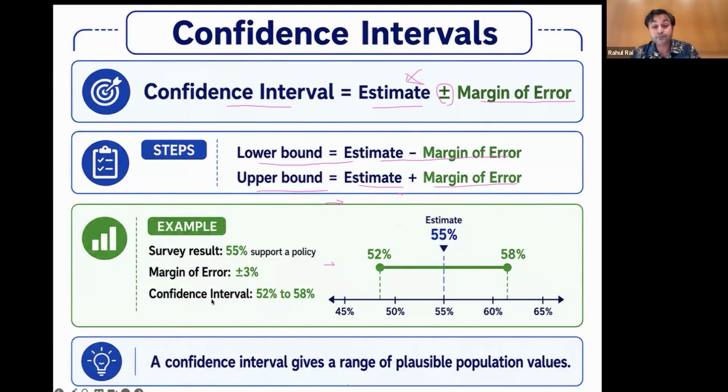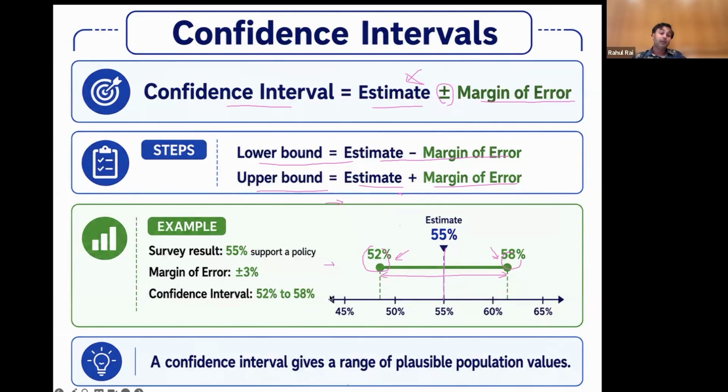Here is an example. In a survey of a sample of a population, you saw 55% of them support a policy decision. If the margin of error was reported to be plus minus 3% in that survey, then you can calculate the lower bound to be 55 minus 3, which is 52, and the upper bound is 55 plus 3, so 58. So this is the estimate value, this is the lower bound, and this is the upper bound of the overall confidence interval. A confidence interval gives a range. So you can see from here to here a range of possible population values.